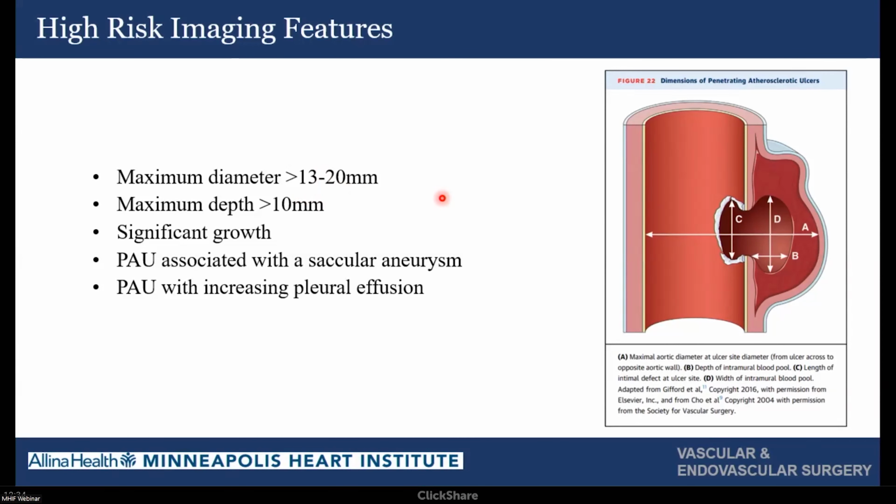If patients have been seen to have significant growth over time intervals, though this was based on the ACC and AHA guidelines, and they don't really define what they consider significant growth. PAUs associated with saccular aneurysms are also considered high risk. And any PAU with increasing pleural effusion, as that could be concerning for pending rupture.